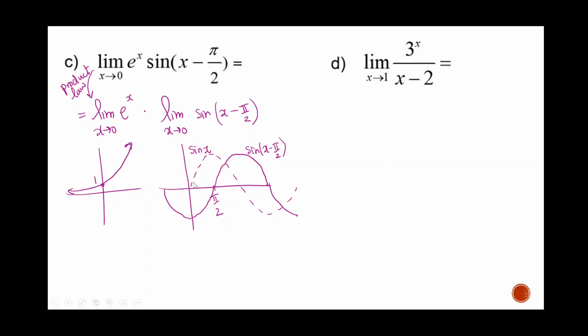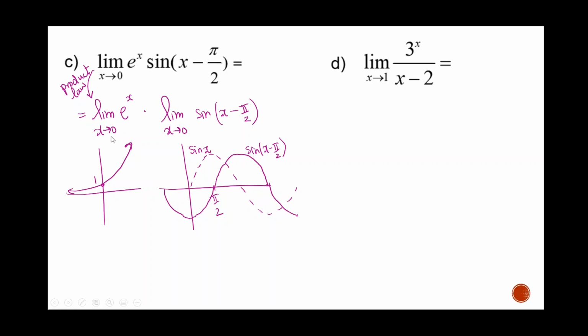And then the sine graph, this dotted version right here, is the parent sine without any transformations. And then we have x minus pi over 2. That means there's a shift to the right pi over 2. So if you take this value right here, shift it to the right pi over 2, you'd get this solid graph right here.